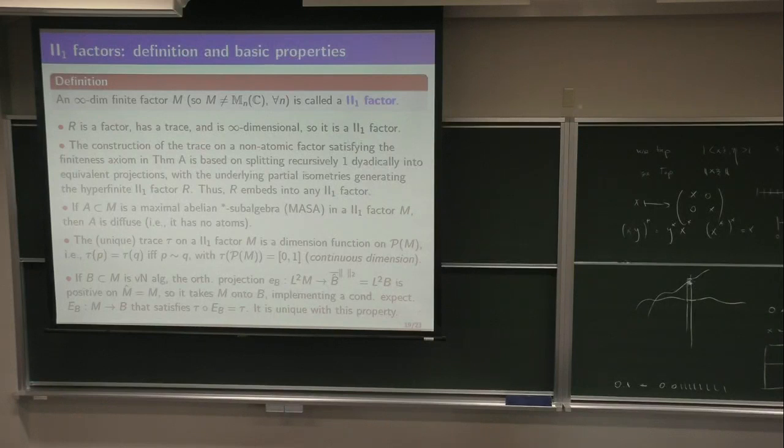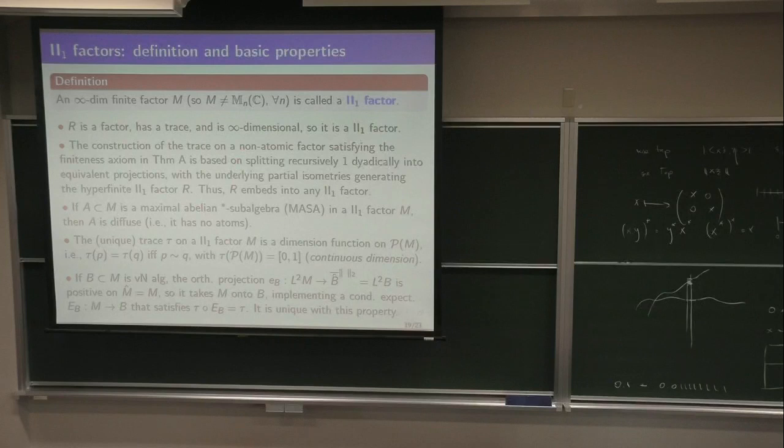So R is a factor. You remember, I left it as an exercise, but it's an easy one. It did have a trace. It's obviously infinite dimensional, so that's a II1 factor. That is the reason we call it the hyperfinite II1 factor. The word hyperfinite has a reason for that, and we come to that in my lecture tomorrow.